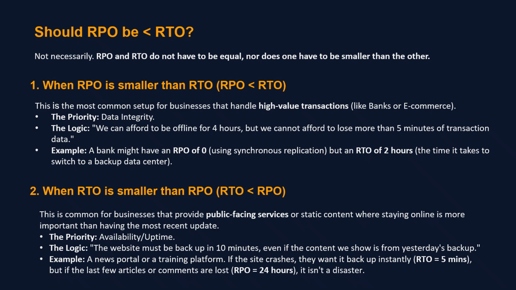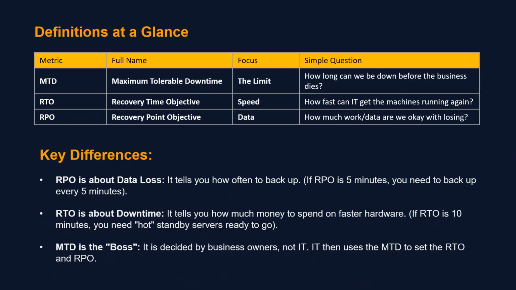Final summary. RPO answers, how much data can we lose? RTO answers, how fast must IT recover systems? MTD answers, how long can the business survive without the system? And the key differences. RPO is about data loss. It tells you how often you must back up or replicate. If RPO is 5 minutes, you need backups or replication at least every 5 minutes.